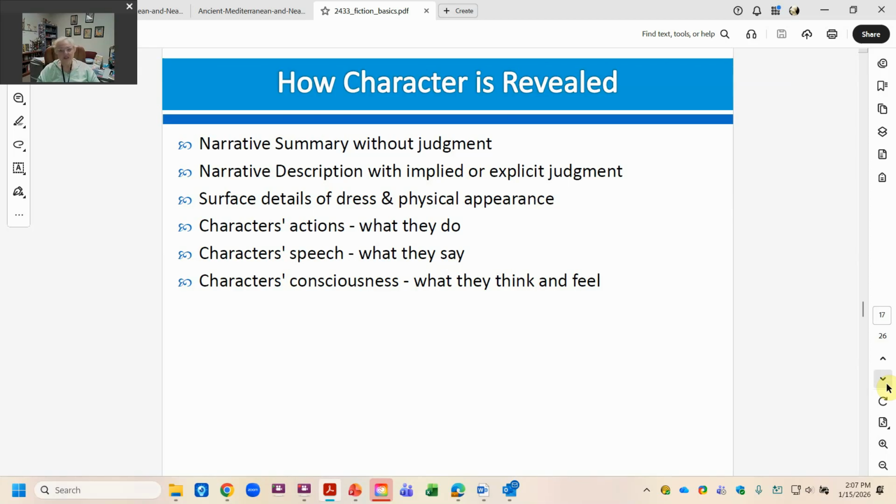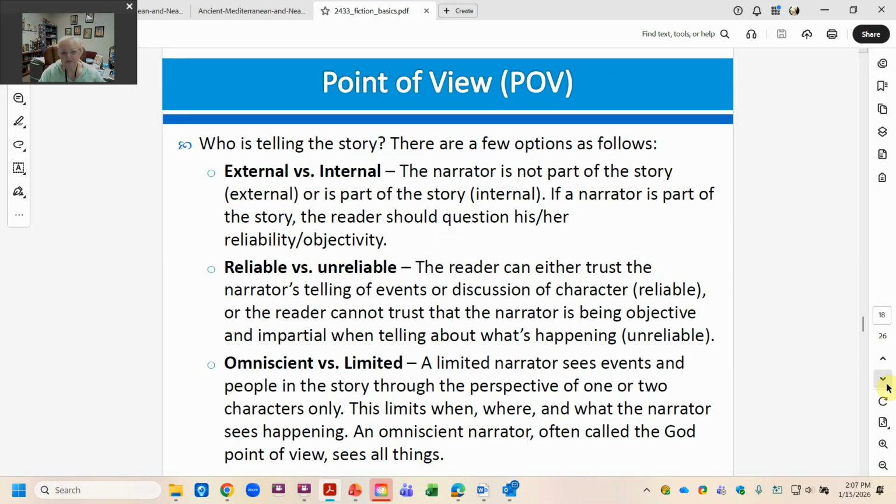If that's expressed in any way, then that also is a clue to help us understand who these people are. So we talked about narrators, and that comes under point of view. Who is telling the story? Whose eyes are we seeing the story through? So we have an external versus internal. An external narrator is not part of the story at all. They are observing it from outside of the events, right? If they are internal, that means that they are part of the story.